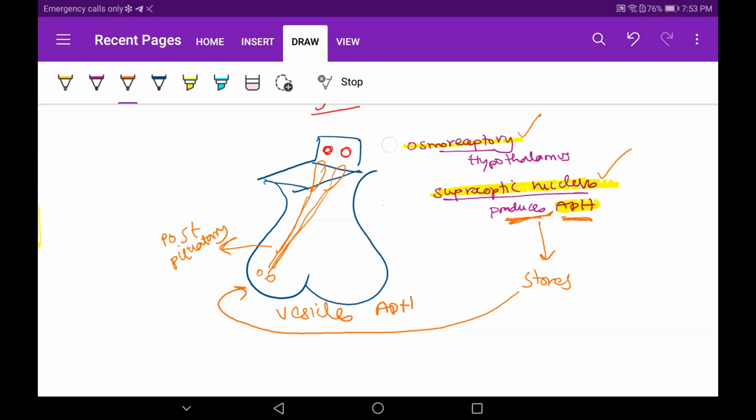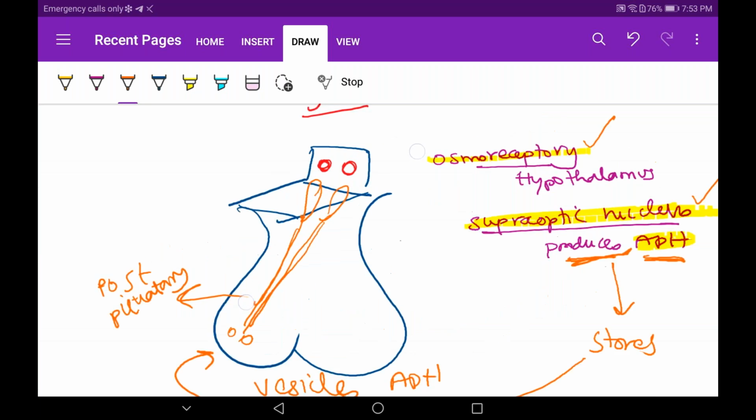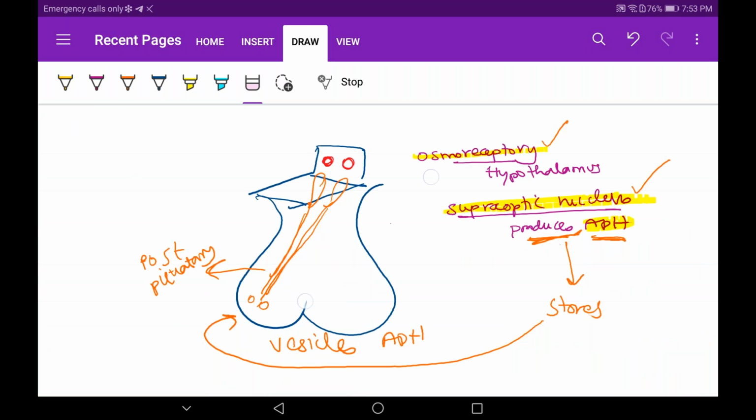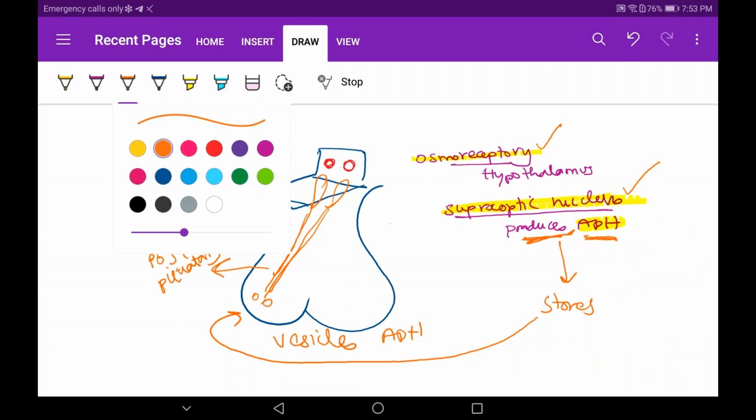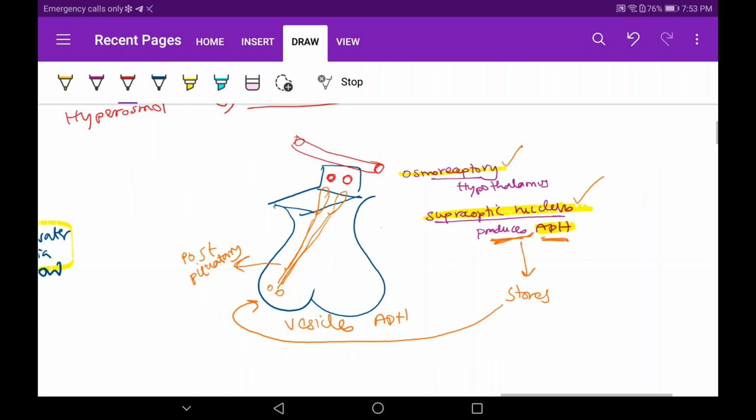Now I just want to put an important aspect of how it happens. Focus on the diagram, my friends. See, I'm drawing a blood vessel over here. You see this blood vessel? Focus carefully. ADH is the most important thing in concentration and dilution. And I'm drawing a blood vessel here also. This blood vessel you have seen.